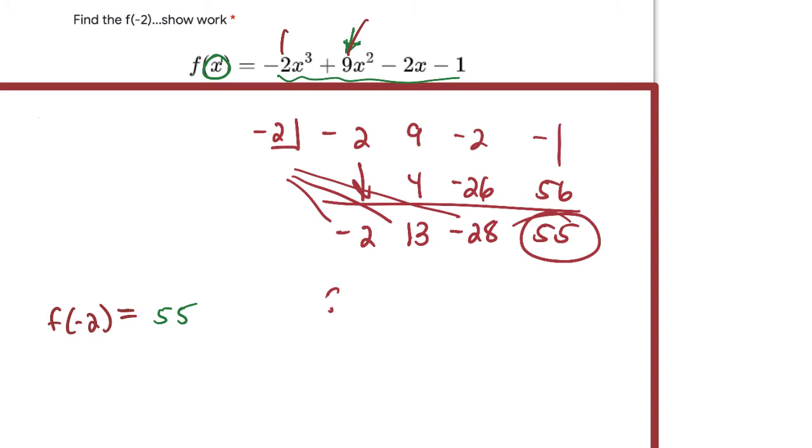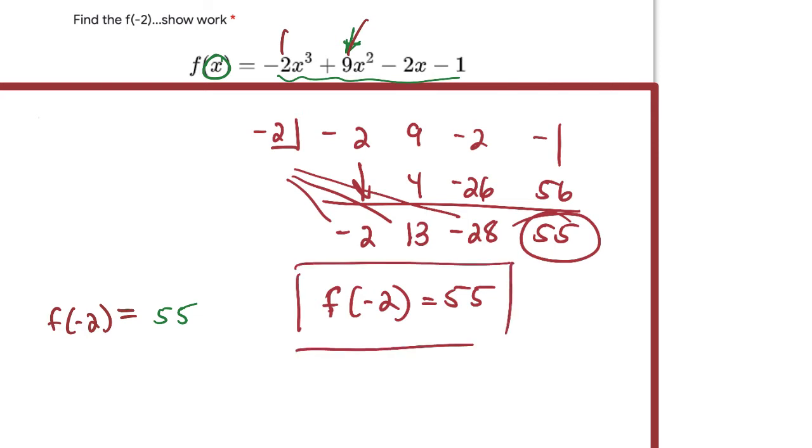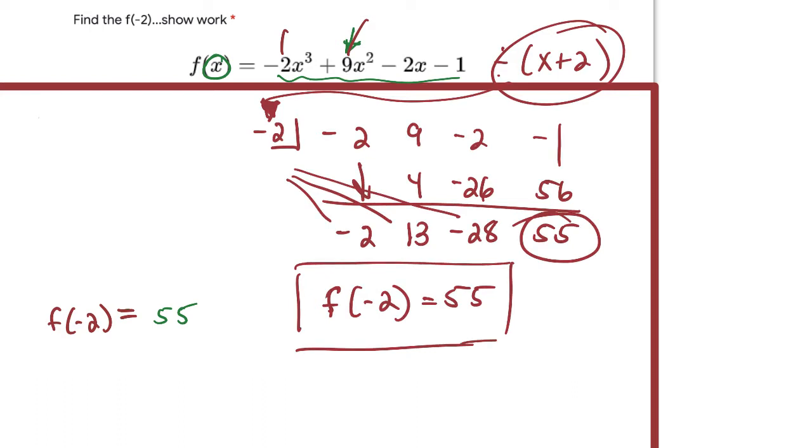So f of -2 is our remainder, 55. So this is the remainder theorem in action. What we did is we took f of x, divided it by x plus 2, and that means put the -2 when you do synthetic division inside that little box. And the remainder will be what the f of -2 is, much quicker than doing the substitution method.